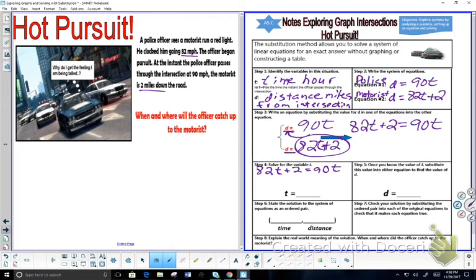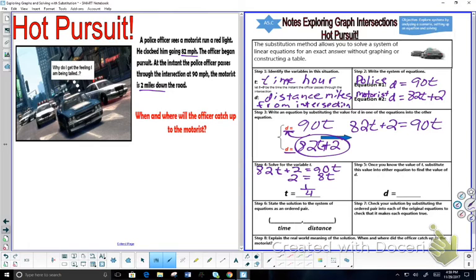If I started to solve 82t plus 2 equals 90t, I would subtract 82t from both sides, giving me 2 equals 8t. Then I would divide both sides by 8, giving me t equals 1/4. 1/4 of an hour. Hopefully you're thinking that through in your head. 1/4 of an hour is actually 15 minutes. So this was a 15-minute chase.